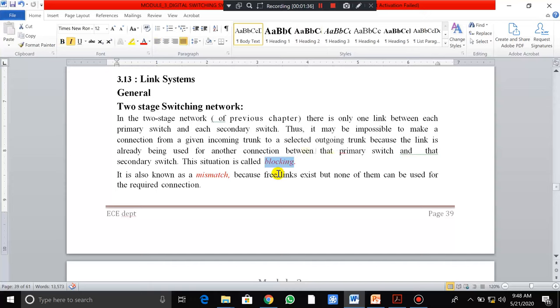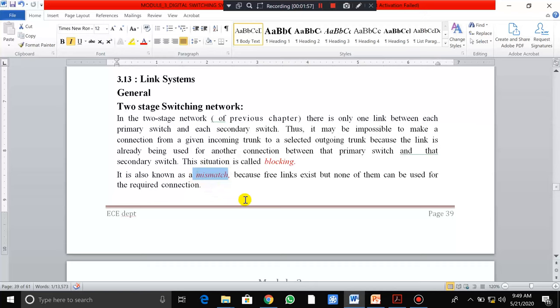So in this module number 3, we have two-stage networks. There we have a link between each primary switch and secondary switch, and it may be impossible to make a connection from a given incoming trunk to a selected outgoing trunk, because the link is already being used for another connection. That means if the link is being used by another connection for any primary or secondary switch, that link cannot be used. That situation we call blocking. I'll repeat: if you establish a connection between primary and secondary switches and the link is already being used, that situation is called blocking. It is also known as mismatch, because free links exist but none of them can be used for the required connection. That's the reason it is called a mismatch or blocking condition.